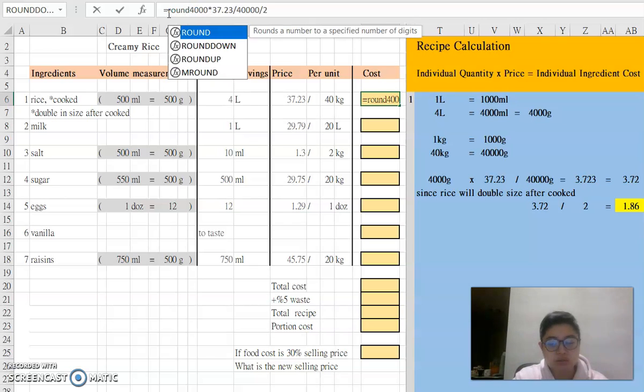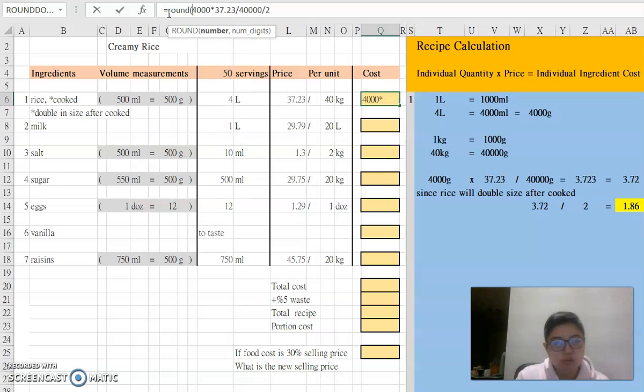Round this equation, and then comma 2. We need to have 2 decimal places. Then close bracket. Then you will see that the answer will be 1.86 for 2 decimal places here.